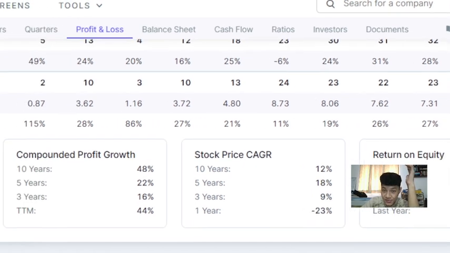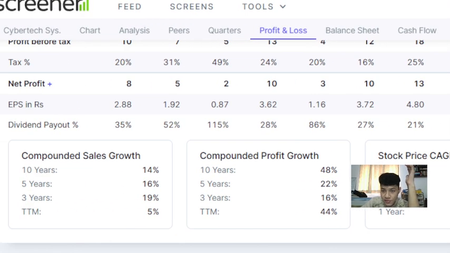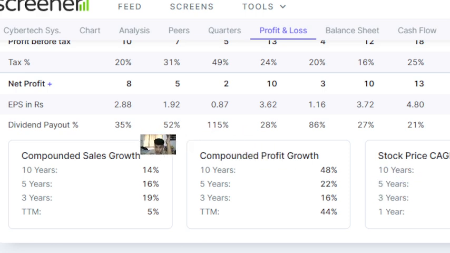In percentages, we can see the growth. So first we have compounded sales growth of 14% over the last 10 years. Last 5 years, compounded sales growth of 16%. Last 3 years, 19%. TTM is trailing 12 months, so the last 12 months, not the last year, 5% sales growth. Compounded profit growth has been very, very nice, 48% over the last 10 years, 22% over the last 5 years, 16% over the last 3 years, and TTM, trailing 12 months, 44%. Last 12 months profit growth has been 44%.